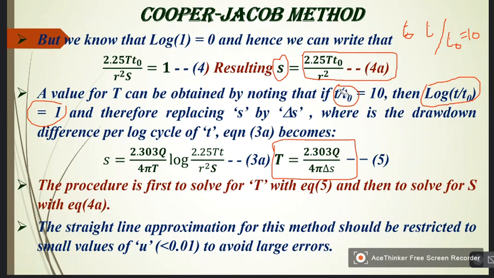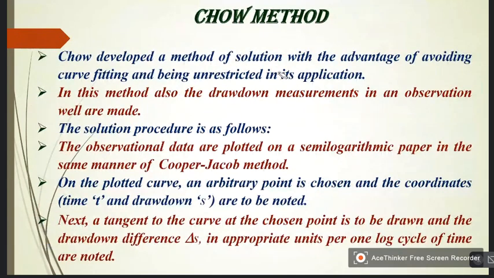Then use this to get your S. Use this equation 4a to get your value of S. But the only thing is, this particular method gives satisfactory values only when u is less than 0.01. So this is Cooper and Jacob method. I will take a little break and then rejoin again.